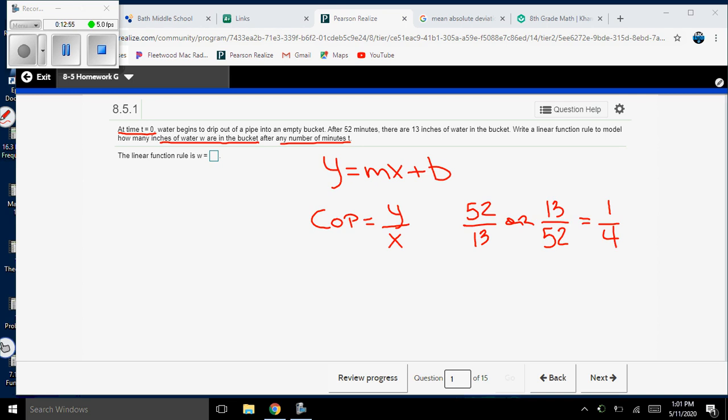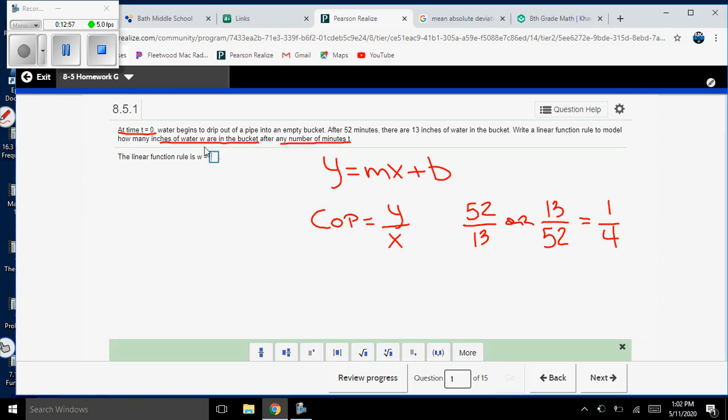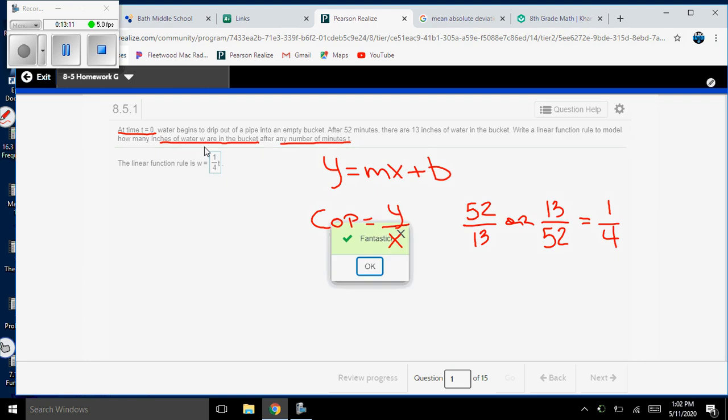1/4 times T. 1/4 times T, and we're good to go, okay? So that's the equation that we would be looking for in order to create that scenario, all right?